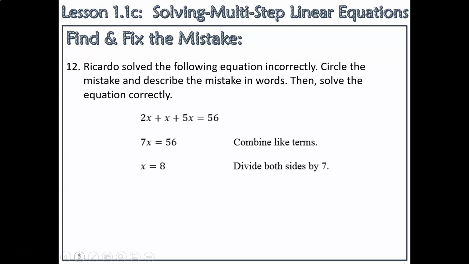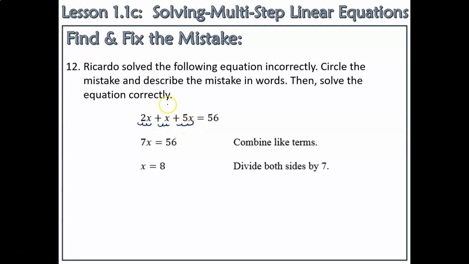Moving on. Number 12, Ricardo solved the following equation incorrectly. Circle the mistake and describe the mistake in words. Then solve it. Okay, so let's see what he did. Let's see what you should have done. So you have this and this and this. And when you combine them, you have 2, 3, and 8.